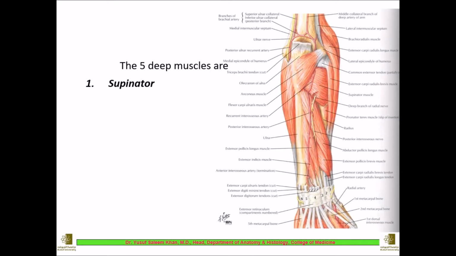Which are those? The first one is called the supinator. So if you remove all the superficial muscles, then you can see these muscles. If not, you cannot see. So here all the superficial muscles have been removed, so you can see the deep muscle.